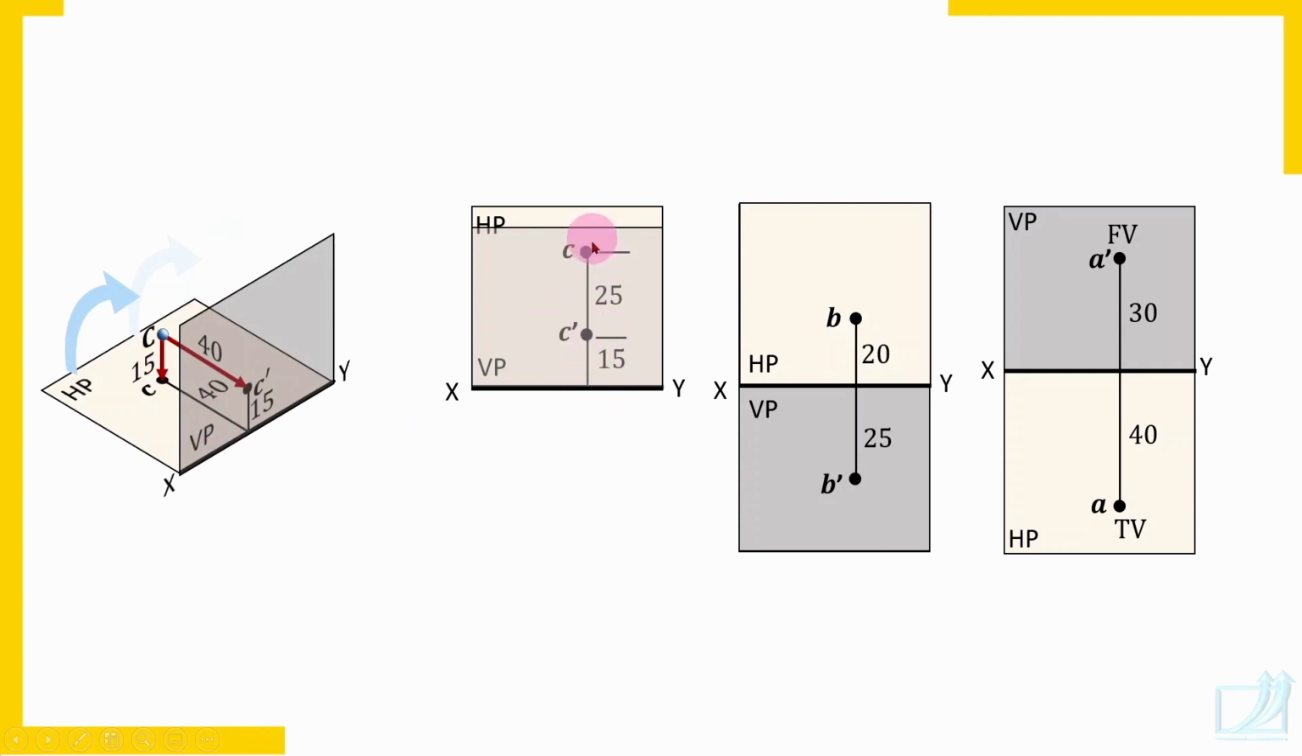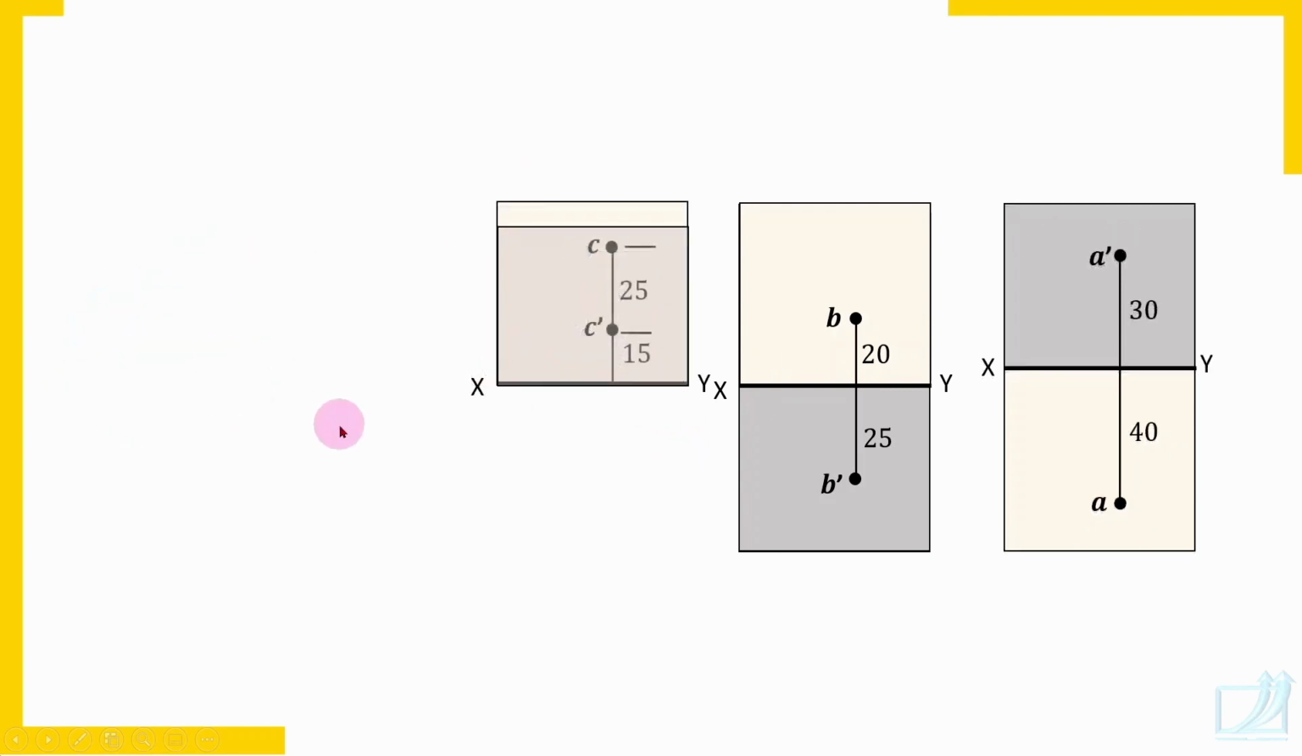As I told you, this portion is in front of VP and this portion is behind VP. Now even if the three-dimensional diagram is not in front of you, you can identify positions of a point from the drawing, and that is called reading of drawing. Point A is in first quadrant, point B is in third quadrant, and point C is in second quadrant.